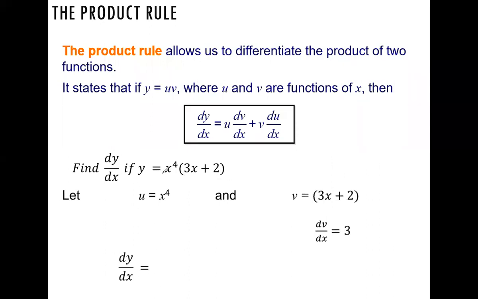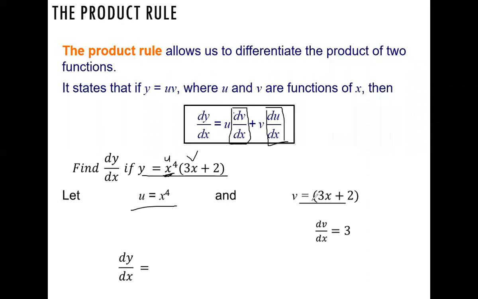We have to differentiate this function to find dy/dx if y is x raised to the power 4 times 3x plus 2. We want one to be u and the other to be v. So we let u be equal to x raised to the power 4, and we let v be equal to 3x plus 2. Then what next? The rule says that we first have to find dv/dx. So we'll differentiate v with respect to x and also differentiate u with respect to x.